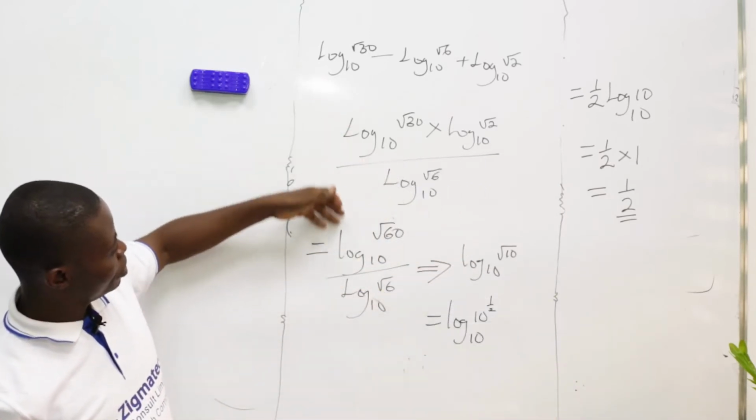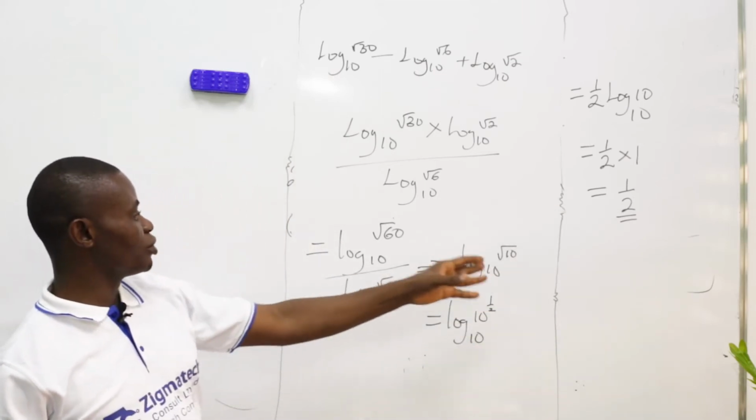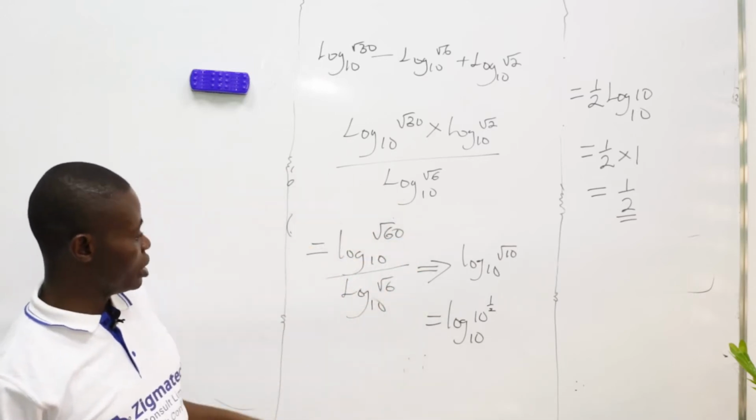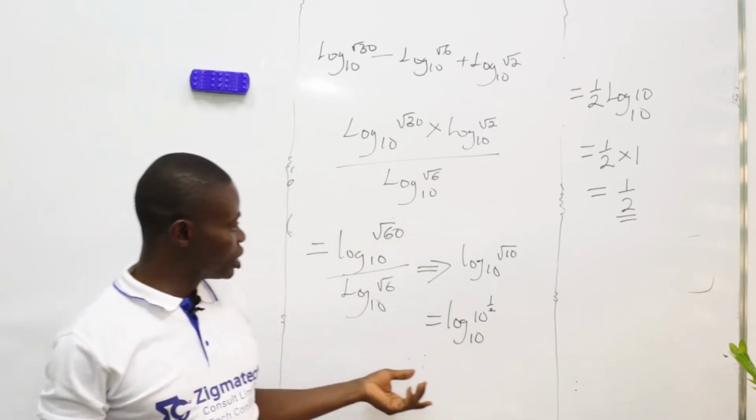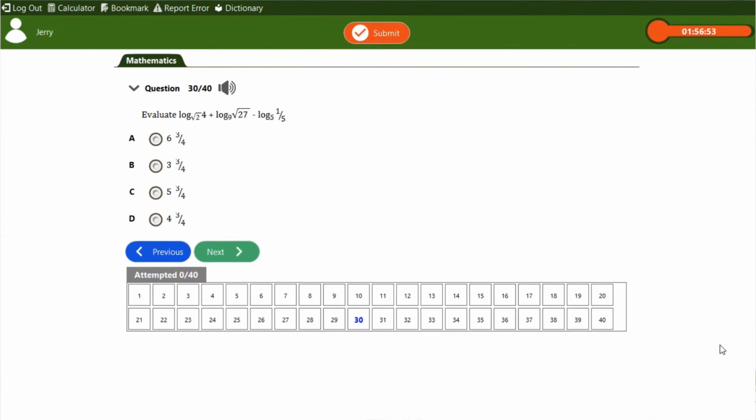So look at it very well and see how it was simplified. The final answer is what? 1 over 2. But we are still going to take more examples from UTME using ExamGuide. You can see from the screen, the question is evaluate log 4 base root 2 plus log root 27 base 9 minus log 1 over 5 base 5. This question is 2021 Mode 2. Let's solve it.